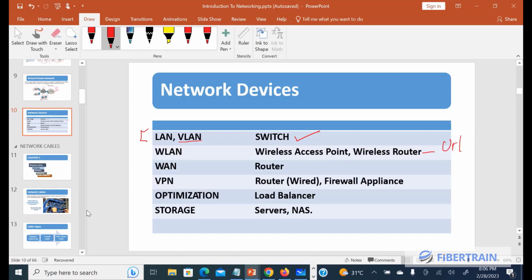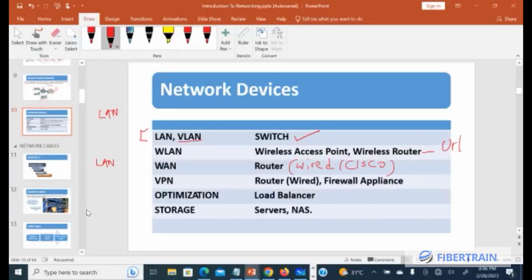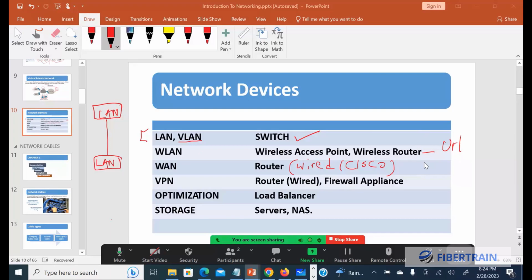Now we have wide area network, which is a way of connecting one LAN in one location to another LAN in another office location. And we can use a router. This is a wired router, not wireless. So the likes of Cisco are the ones that produce this kind of router. So whenever we are talking about connecting offices together, the best router to do that is wired, not wireless. And Cisco is one of the leading vendors that make wired routers. To connect the network in these two different locations together in a secure way, we'll have to set up a VPN.